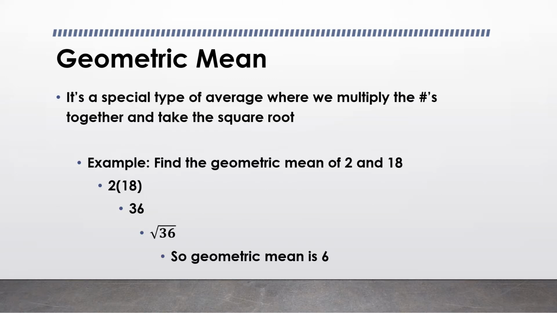Alright, so at the top of your note packet, it's saying, what is the vocabulary for geometric mean? Well, what I want you to write is that it's a special type of average where we multiply the numbers together and take the square root.